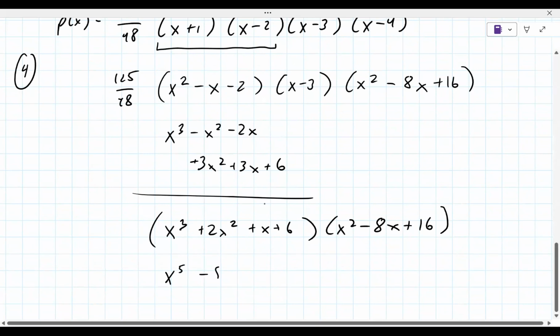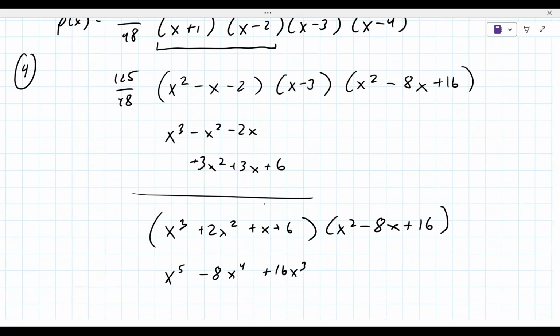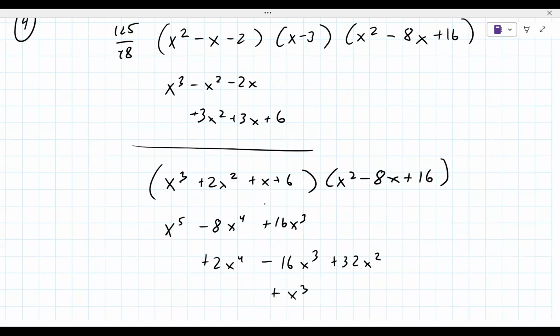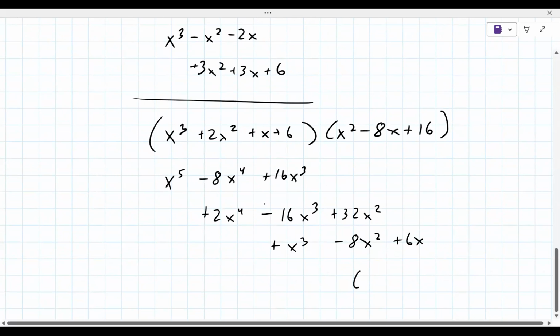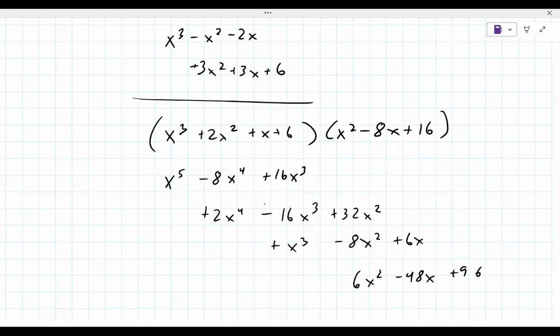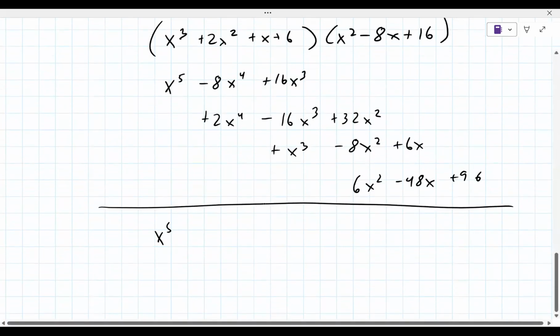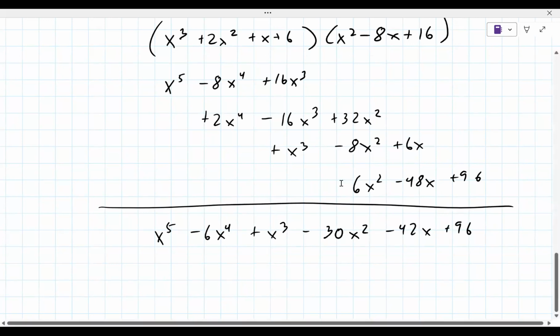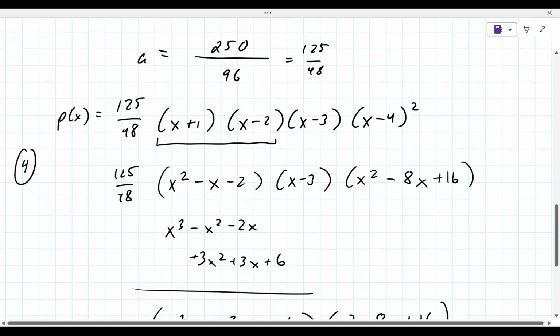So this is x to the 5th minus 8x to the 4th plus 16x cubed, plus 2x to the 4th minus 16x cubed plus 32x squared, plus x cubed minus 8x squared plus 6x, 6x squared minus 48x plus 96. So this becomes x to the 5th minus 6x to the 4th plus x cubed minus 24. No, that's wrong. Minus 30x squared minus 42x plus 96. I'm going to at least check this step in online calculators, so give me just a moment to confirm that.